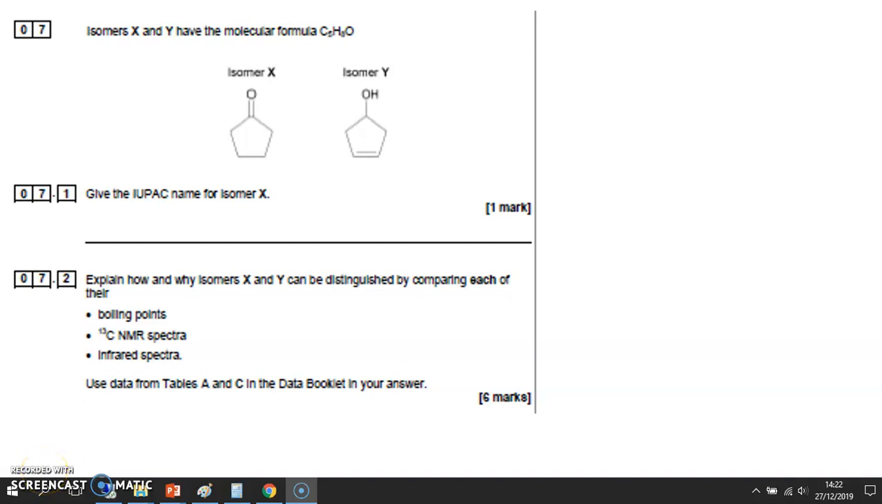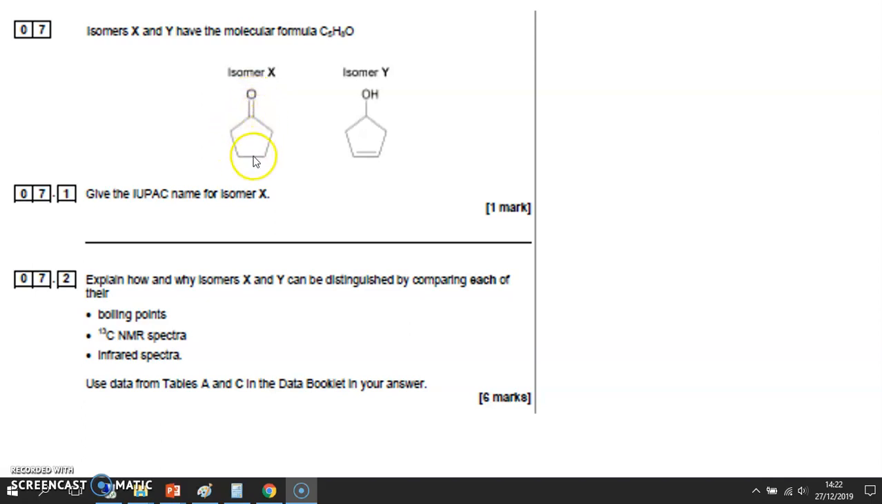Question number 7. Isomers X and Y have the molecular formula C5H8O. Give the name for isomer X. Well, let's have a look at it. It's got single bonds. It's got 1, 2, 3, 4, 5. It's pentane, but it's cyclic. So it's cyclopentane with a ketone group, a carbon double bonded to an oxygen.